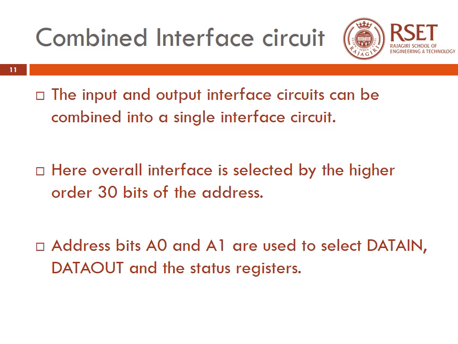In the input and output interface circuits, when they were operated separately, we used 31 bits for identifying a device. Here we'll be using only 30 bits, and the rest of the 2 bits, that is specifically the address bits A0 and A1, will be used to select whether I want to read from a data in register or write into a data out register, and also to read the current status values S in and S out. So we will see the combined interface circuit.